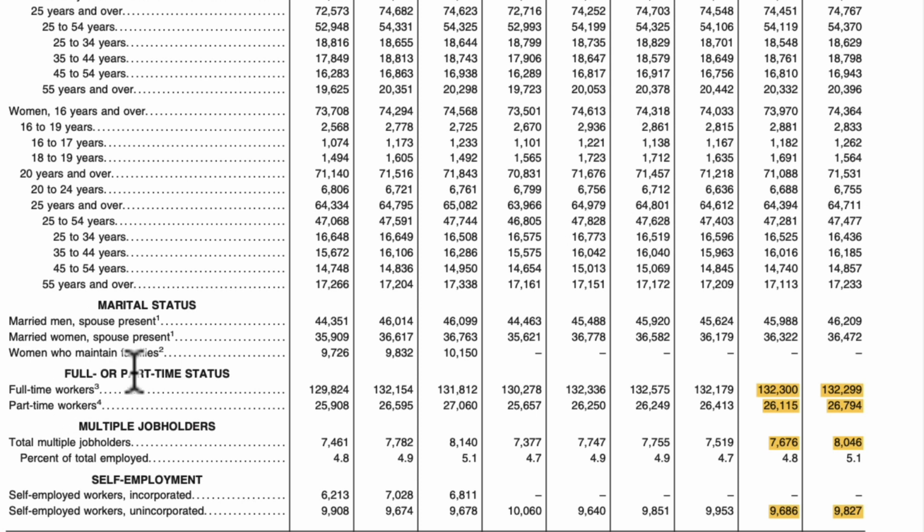Have a look at this, full or part-time status. Full-time workers. For November it was 132.3. For December it's 132.299. Actually dropped by 1,000. Have a look at part-time workers. This is full-time equivalents now. 26,115 up to 26,794. Some 600, and what does that come to?